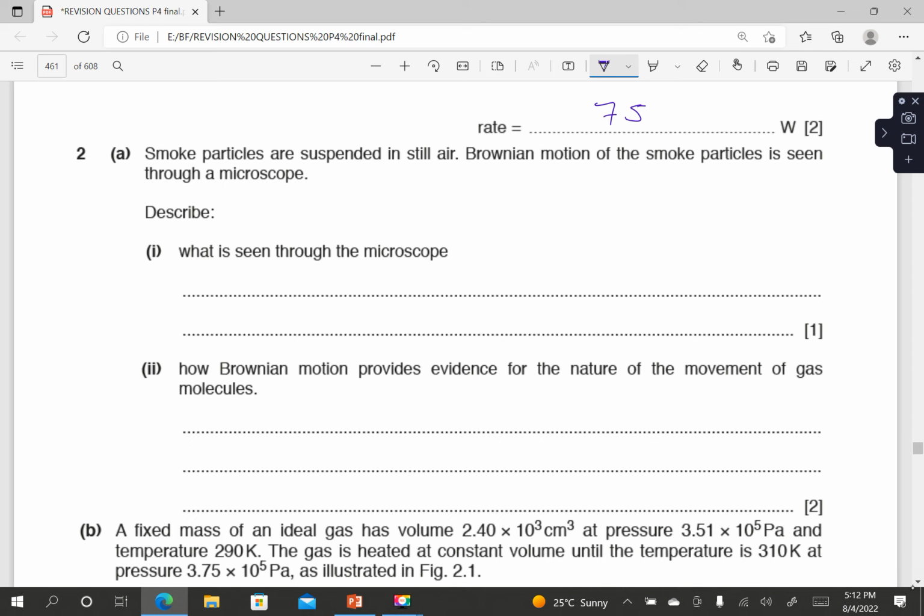So the specks of light, or soot particles, are seen moving haphazardly. Haphazardly, I know this word is tough to some people. I will just say, in a zigzag fashion.